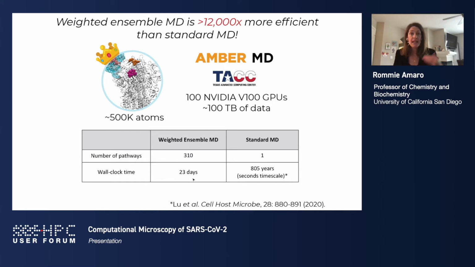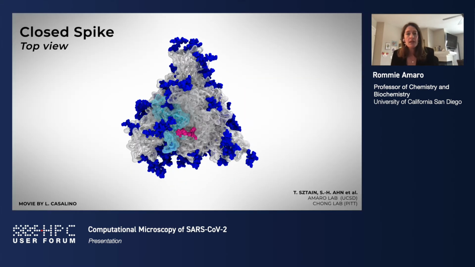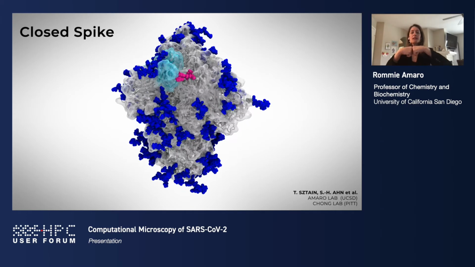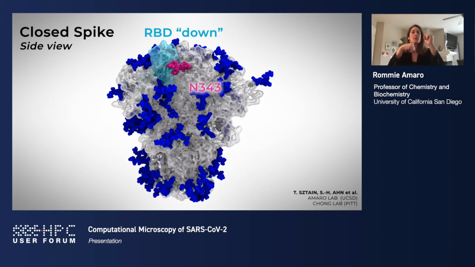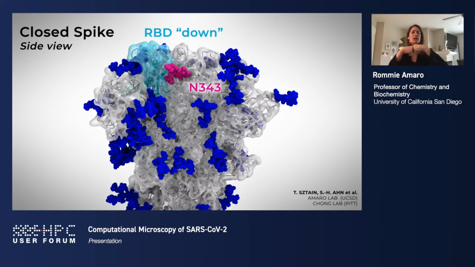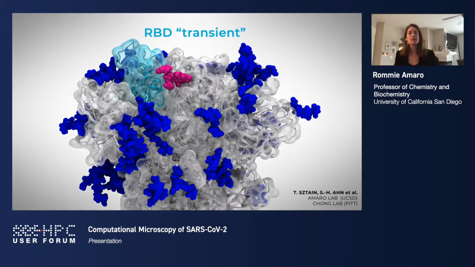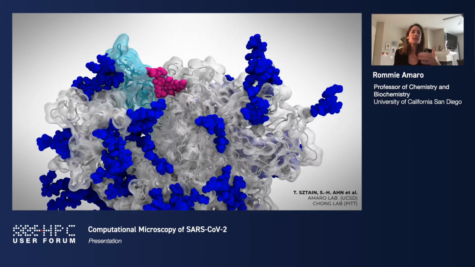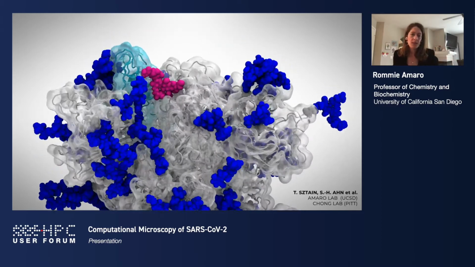And of course, it's this boost in efficiency, in fact, many orders of magnitude more efficient than standard MD, that really is an important advance for high performance computing in the space of molecular simulation with high impact to public health. And so this is a movie of what we actually saw. So we're simulating that closed to open transition where the receptor binding domain goes from the down to the up state. And I'm showing here again the same imagery of the protein with various glycans in dark blue and the receptor binding domain in light blue.